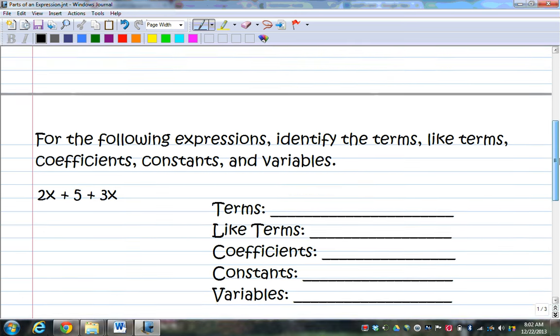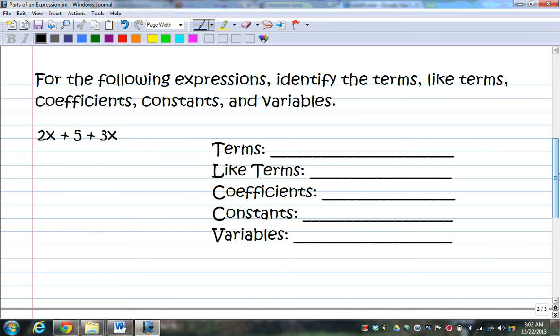Sample. For the following expressions, I need you to identify the terms, the like terms, coefficients, constants, and variables. If you want to pause the video right now, write this down and try and do this yourself, that would be wonderful. All right, first, the terms.